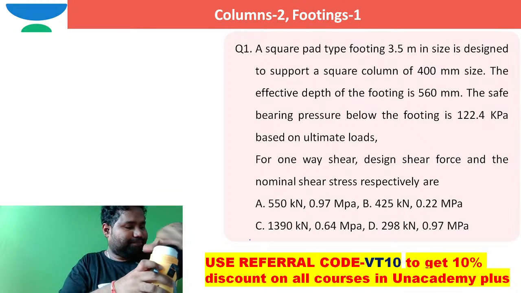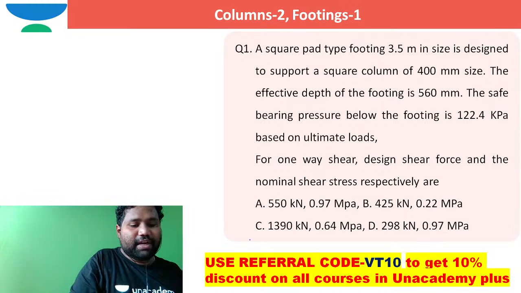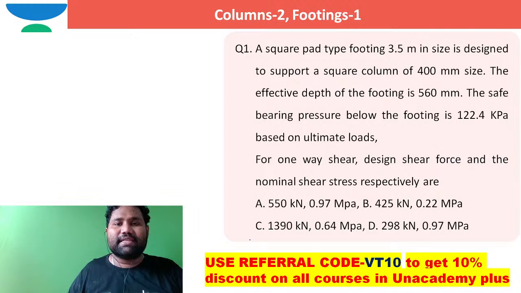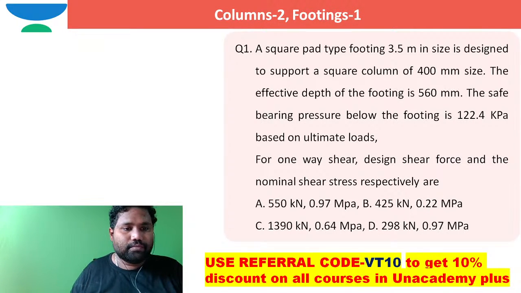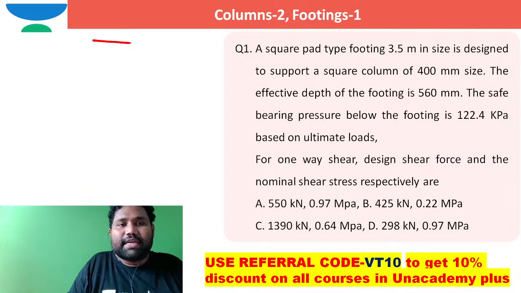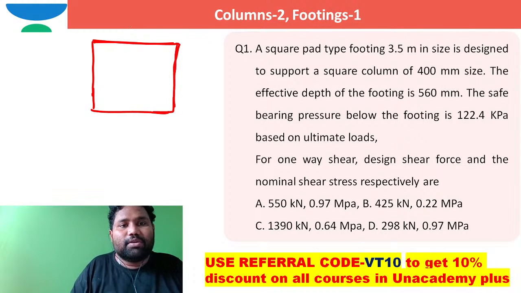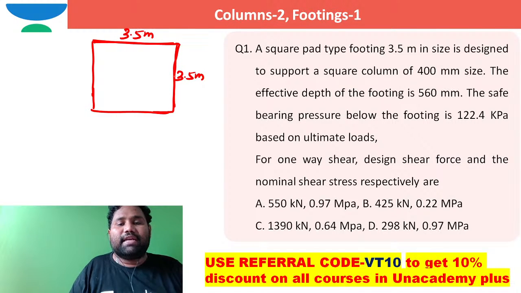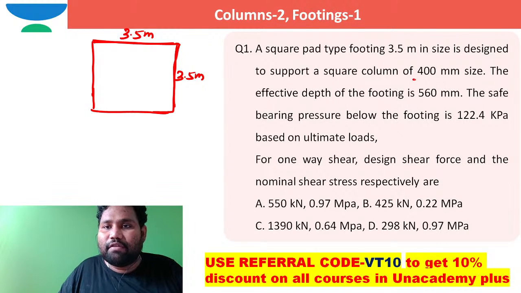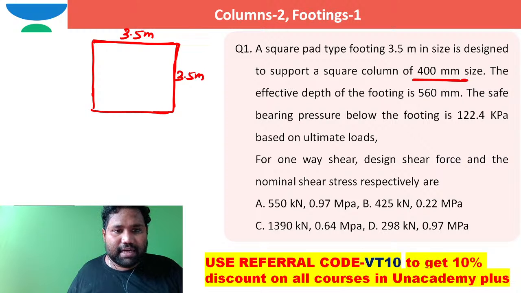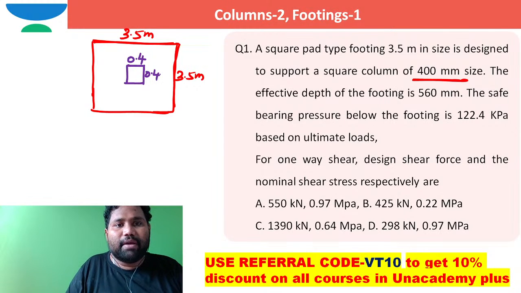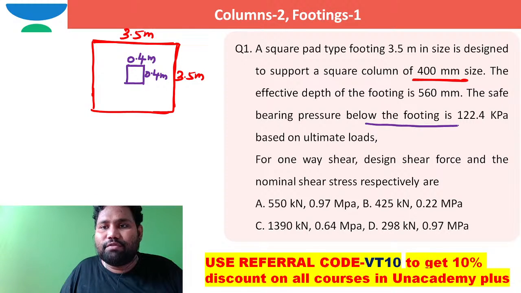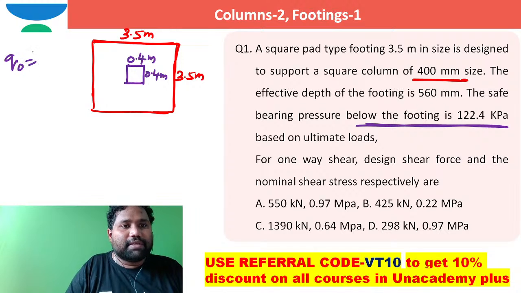A square pad type footing, 3.5 meter in size, is designed to support a square column. A square pad footing means its length is equal to breadth, both are 3.5. It is designed to support a square column of 400 millimeters, resting at the middle. The size of the column is 0.4 meter by 0.4 meter. Safe bearing pressure below the footing, which we call q naught, is 122.4 kilopascal.